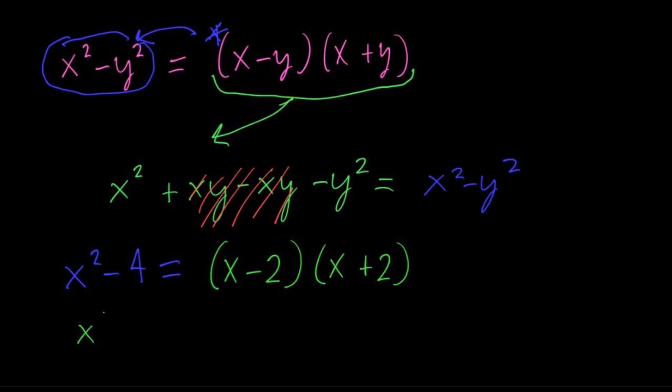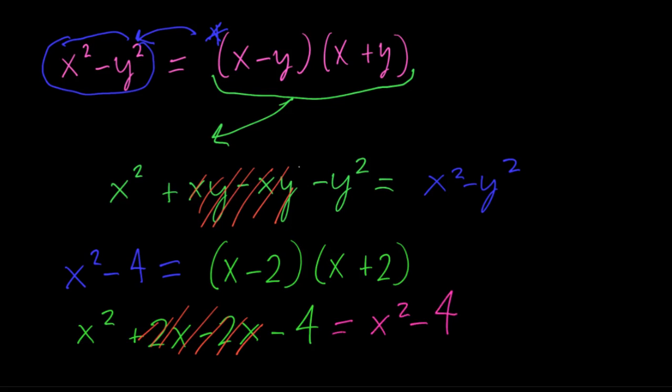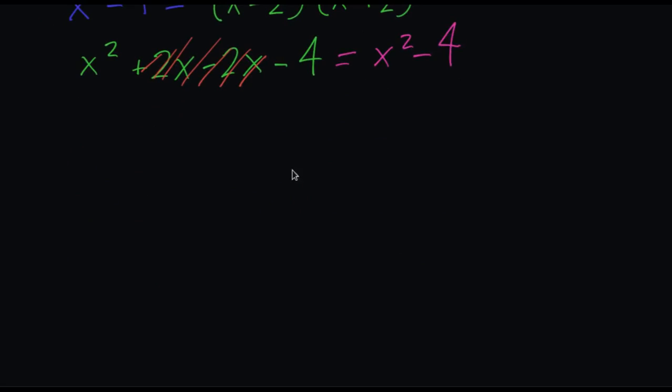So x times x is x squared, 2 times x is plus 2x, minus 2 times x is minus 2x, and minus 2 times 2 is minus 4. So once again, the two middle terms will always cancel out and just give 0. And in that way, we'll be left with x squared minus 4. So it's equal. Okay, let's try one more difficult example.